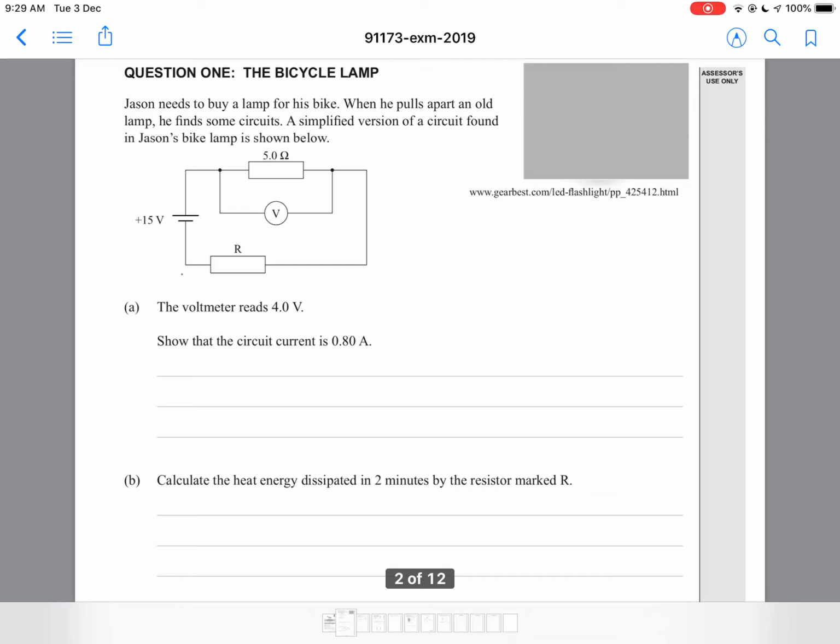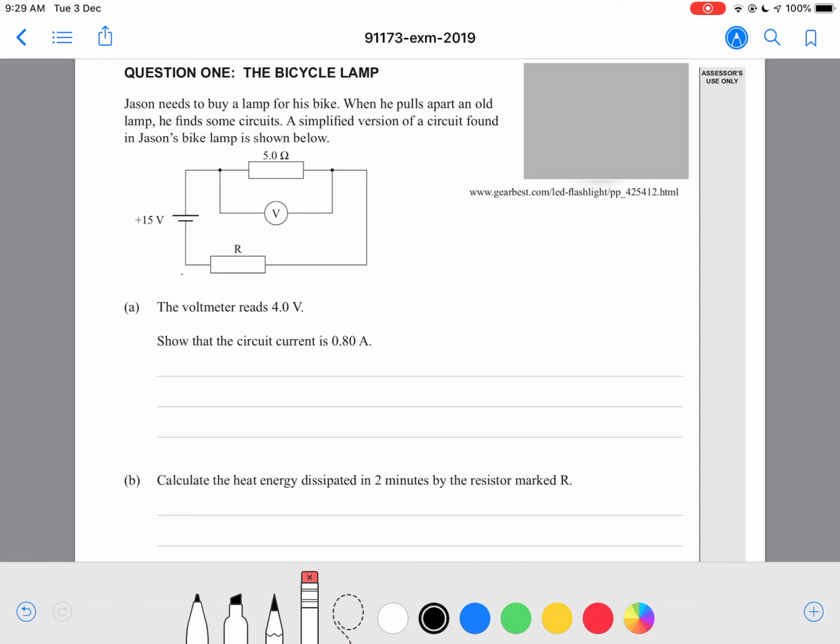Question 1, the bicycle lamp. Jason needs to buy a lamp for his bike. When he pulls apart an old lamp, he finds some circuits. A simplified version of a circuit found in Jason's bike lamp is shown below. A, the voltmeter reads 4 volts, show that the circuit current is 0.8 amps.